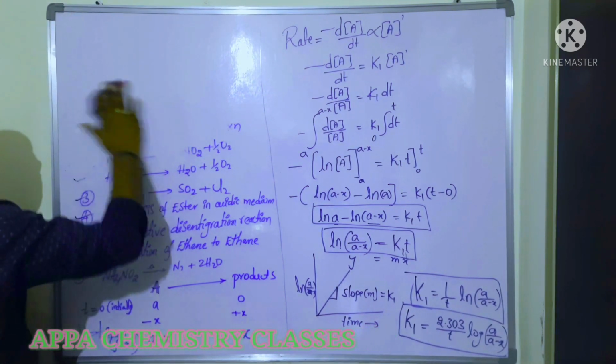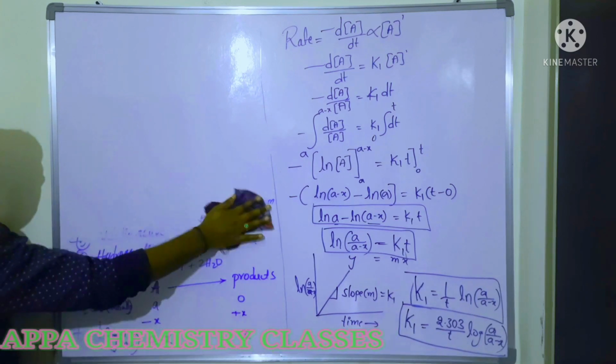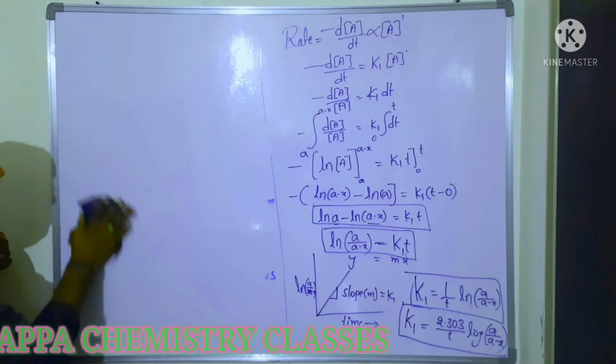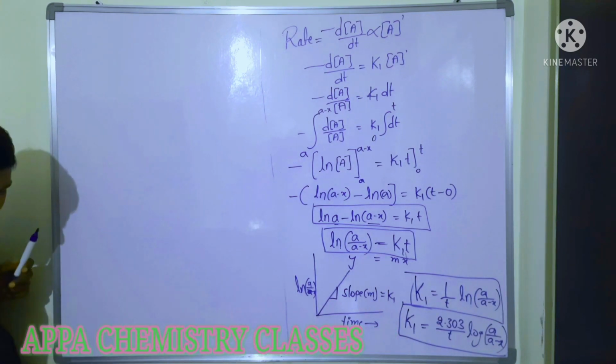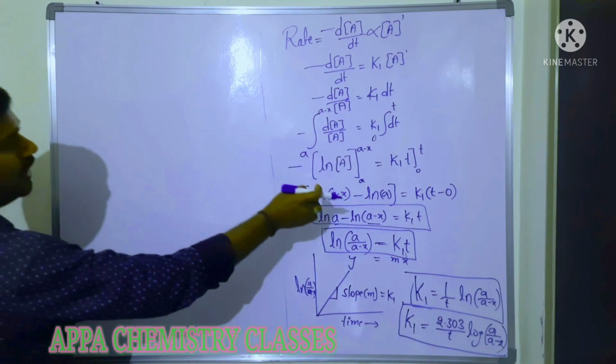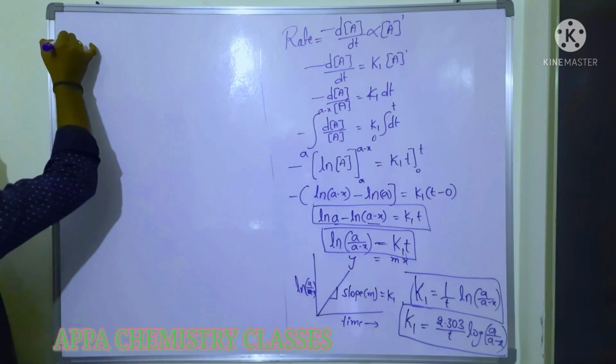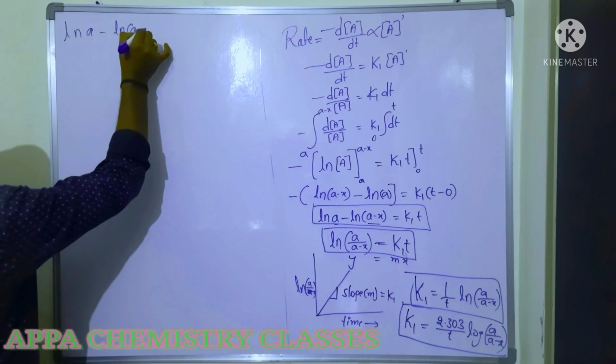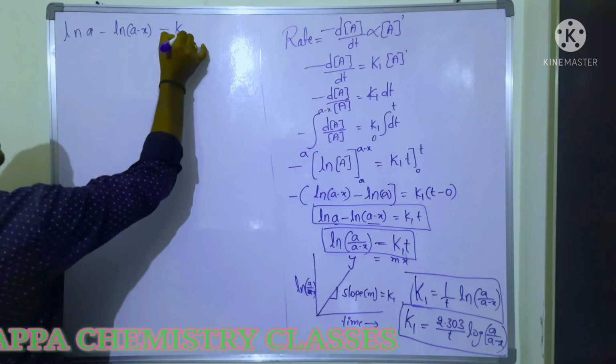Next we are going to see one more graph, which is important. We are plotting the graph between the final concentration versus time. Now take this equation, ln of A minus ln of A minus x is equal to K1t.